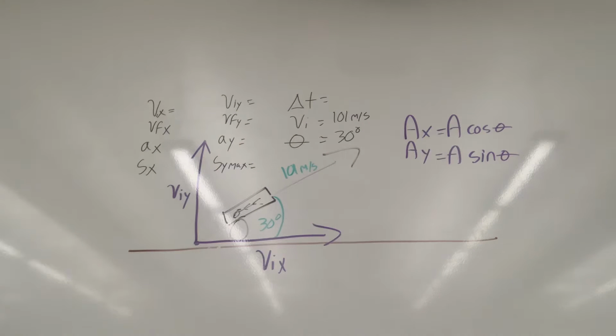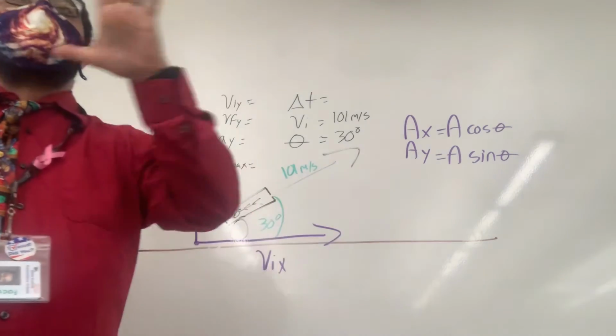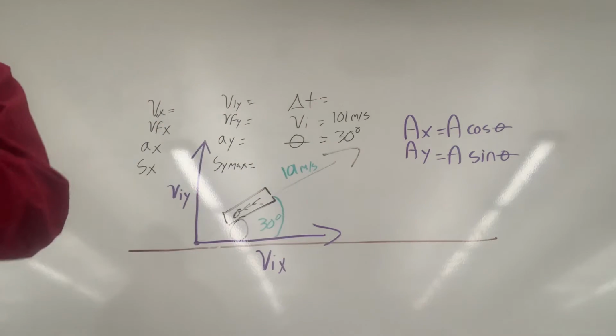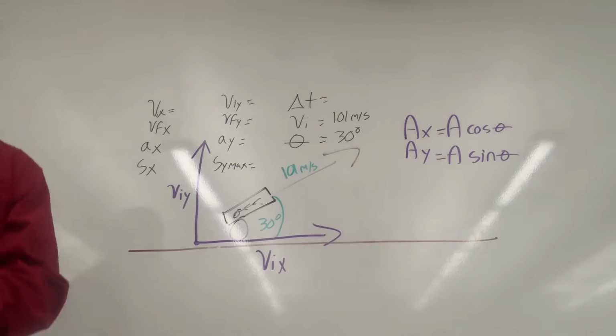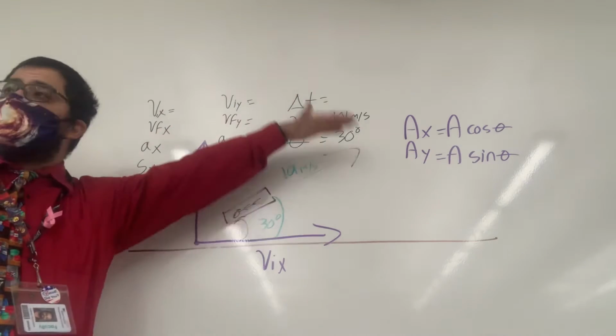Wait, is the 101 like VIXY? No, the 101 is VI by itself. It is the resultant velocity. It is independent of the x and the y. It is the resultant. It's in between the two. Okay? That's why we kind of put it in that independent section.